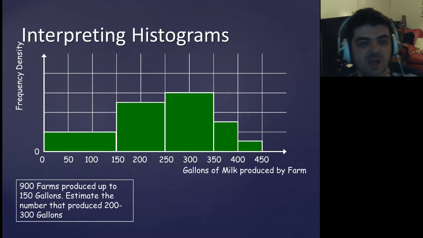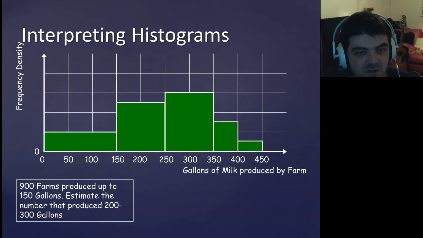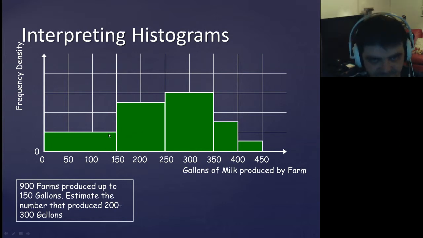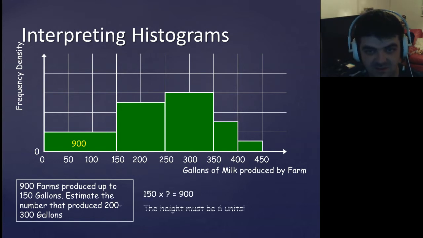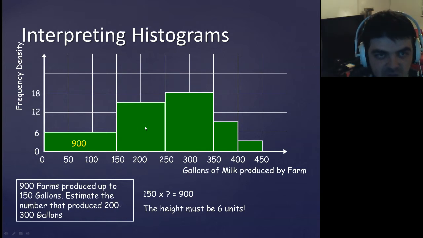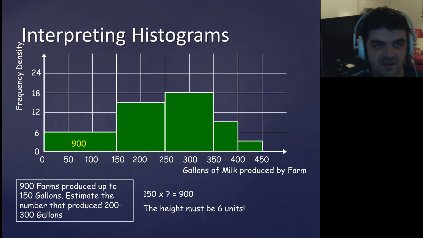What about 900 farms produced up to 150 gallons? Estimate the number of farms that produced 200 to 300. So up to that, that bar is 900. So the frequency of this is going to be 900. So it's 150 times what gives me 900, and it's 150 times 6 gives me that. So the height must be 6 units. So we've got to use that to estimate the number that produced between 200 and 300, and we're going to have our 2 rectangles again for that. So we'll go 6, 12, 18, 24, finish labeling the histogram.